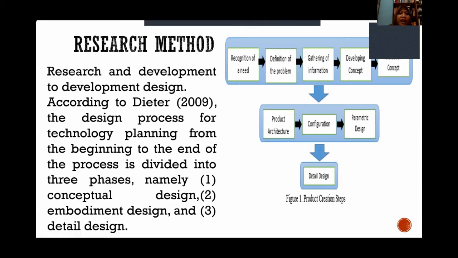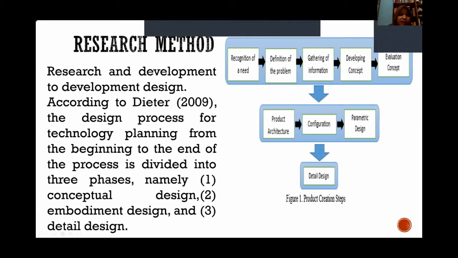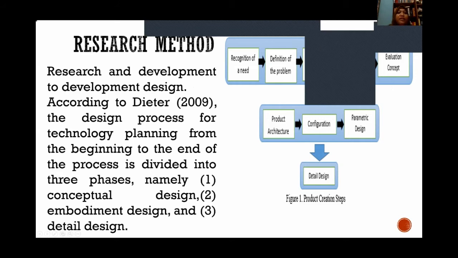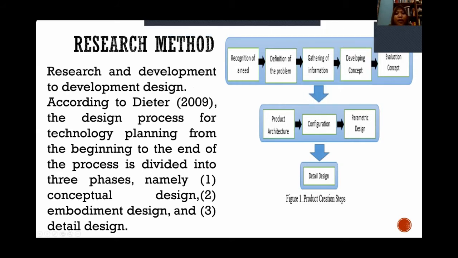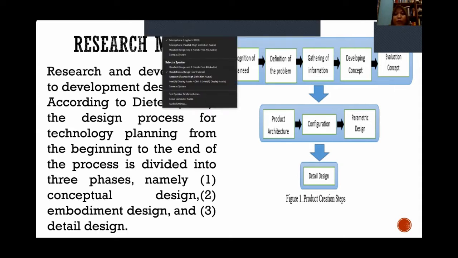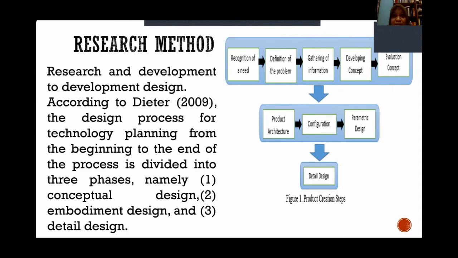The research method uses R&D. According to Dieter, the design process for technology planning has 3 phases. First, conceptual design. Second, embodiment design, and third, detail design. You can see figure 1, the product creation step.